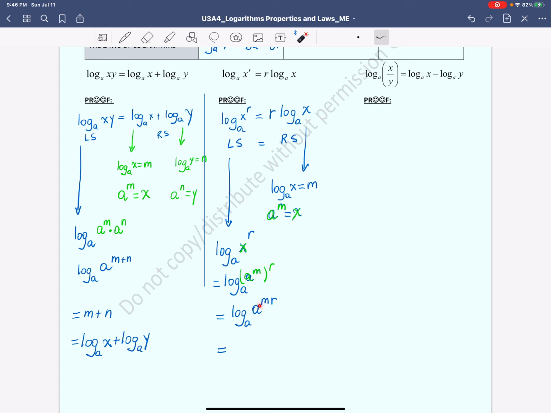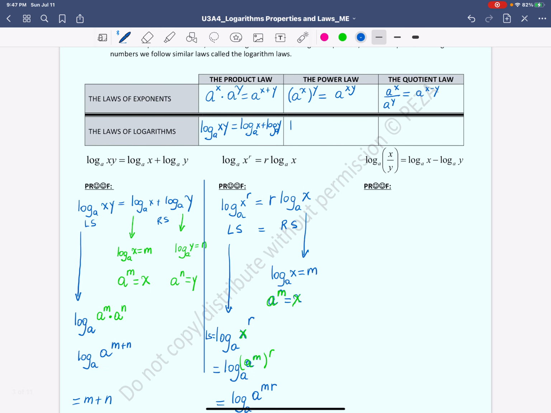Now we have arrived at a log property. Log with base a of a to some power would be equal to that power. Now remember that m is what we call log with base a of x. So r times log with base a of x. So the left side equals the right side. So the power law is log with base a of x to the r equals r log with base a of x. This is a very useful property and easy to remember, because this power will come to the front of log.